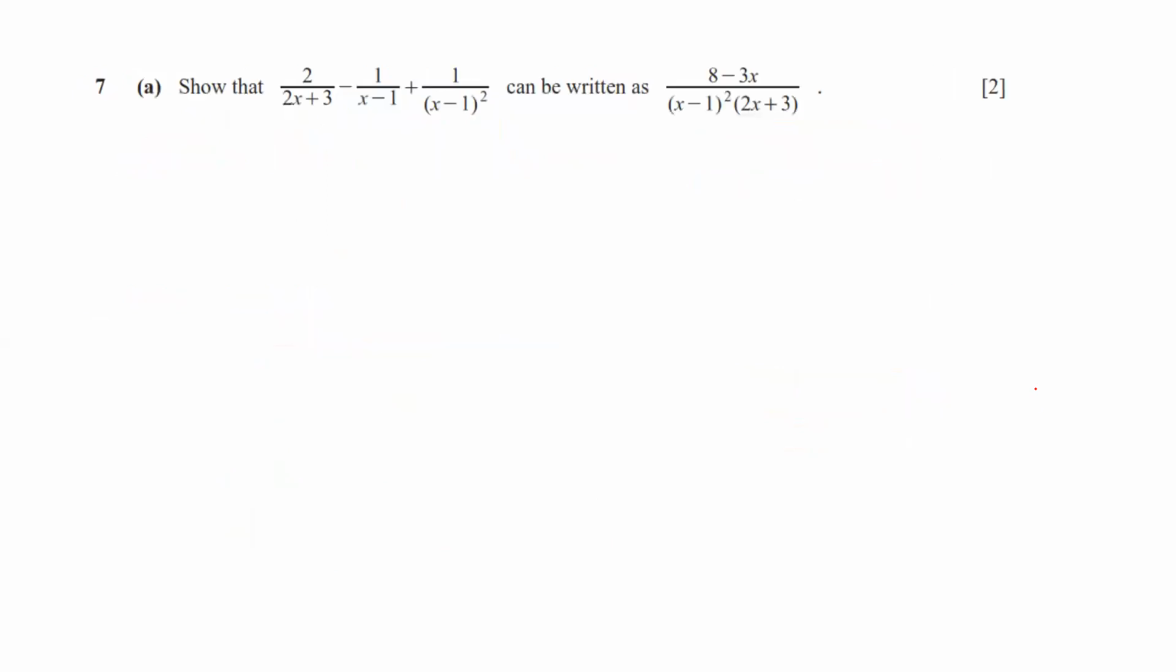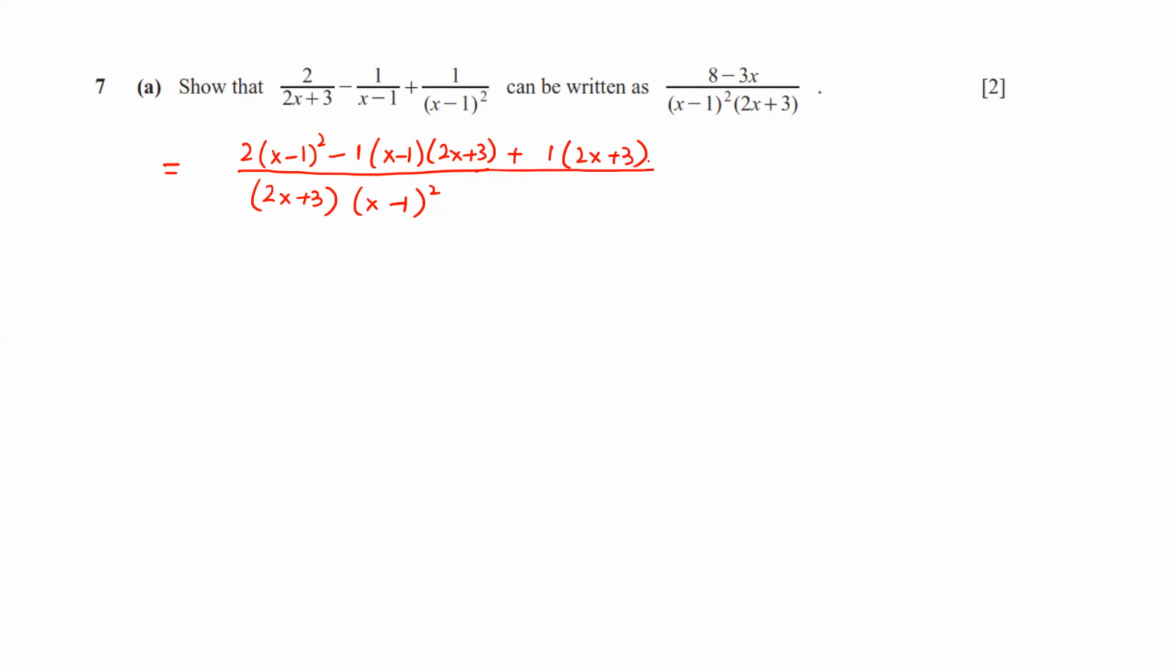Okay. Moving ahead, question number 7, it says show that this fraction which is given to you can be written as 8 minus 3x over this. Okay, so let's see. Just take the LCM. If I take the LCM, it becomes 2x plus 3 as one part and x minus 1 whole square as the other. So the first part, 2 multiplied by x minus 1 whole square, then minus 1 into x minus 1 and 2x plus 3, then plus 1 into 2x plus 3. This is what we get.